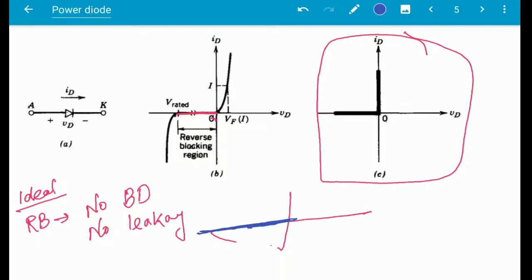And in case of forward bias, for ideal condition, there will be no voltage drop. Here the voltage drop is around 0.7 to 1 volt, and in the ideal case there will be no voltage drop. So this will be infinite current. So this is the ideal characteristic of a diode.